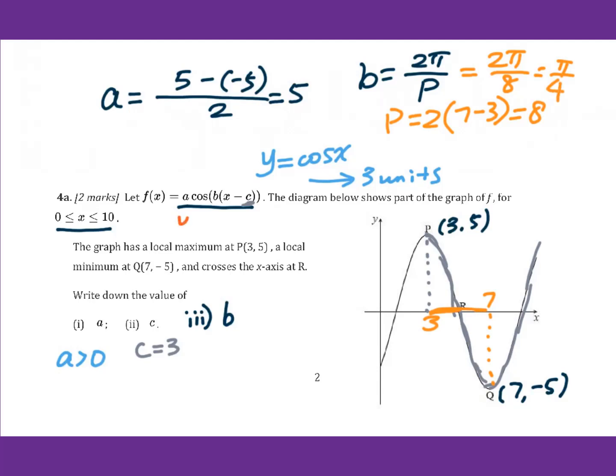Therefore, y equals 5 cosine of pi over 4 x minus 3.